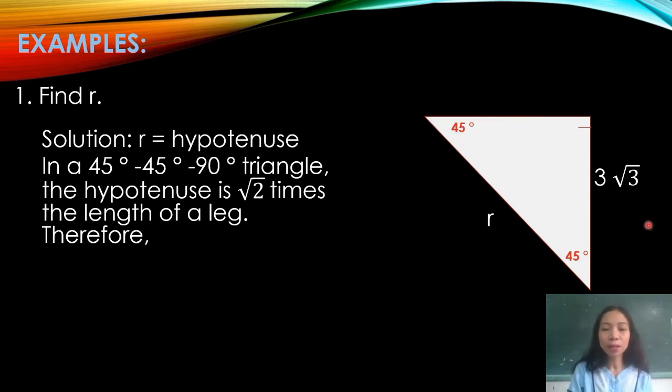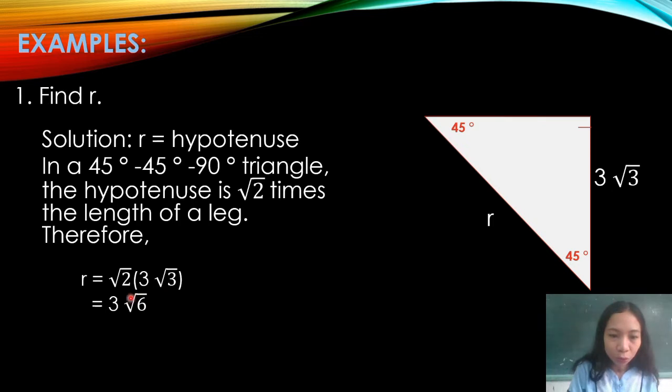So given the measure of one leg, the measure is 3 times the square root of 3. Therefore, we are going to multiply it by the square root of 2. Take note of the concept of radicals. In multiplication of radicals, we will take a look at the index. If the 2 radicals have the same index, we will just multiply the radicand. So the 2, we multiply here to the 3 inside the radical sign, not the one outside. So the square root of 2 times the square root of 3, that will be the square root of 6.